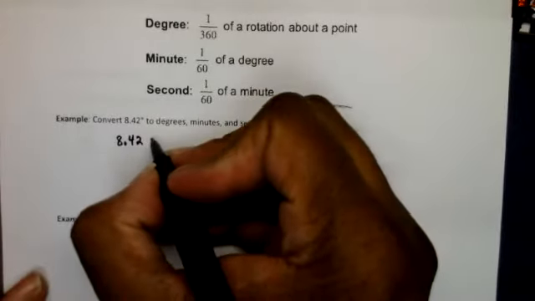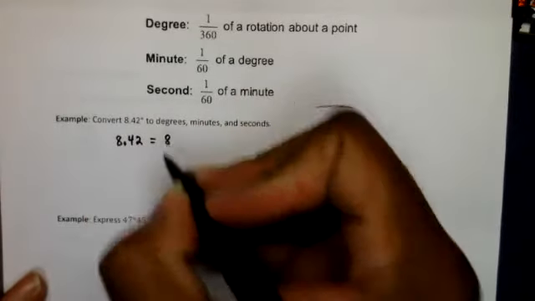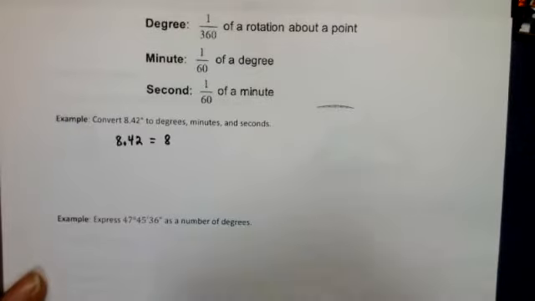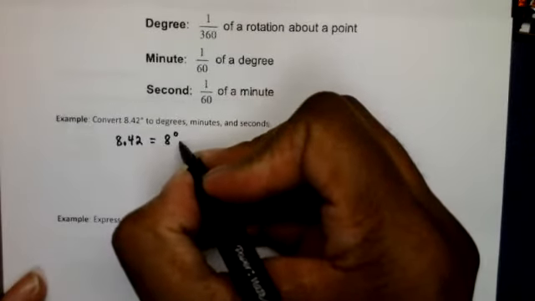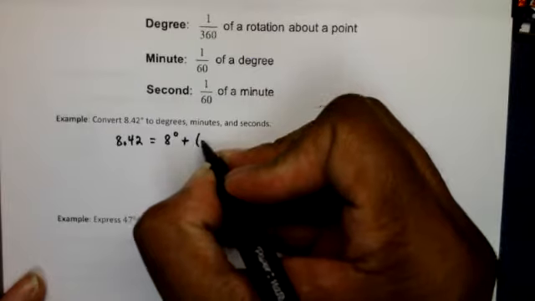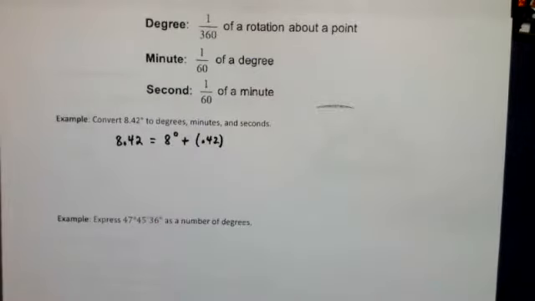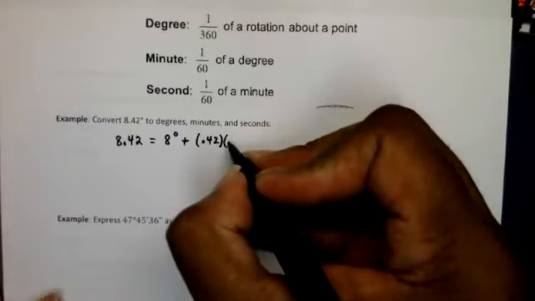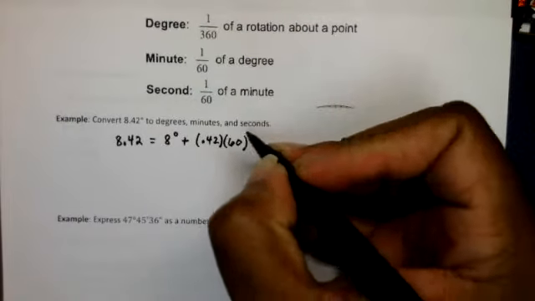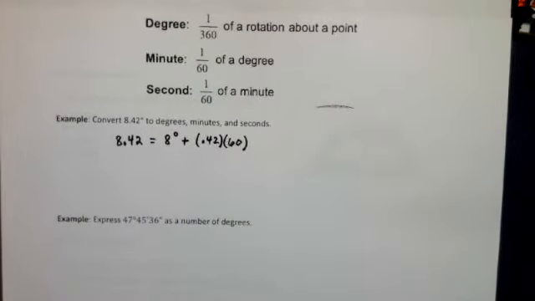Okay. Now, this is what I'm going to do here. I know I have the 8. That's 8 degrees right there. And then that 0.42, since it takes 60 minutes to make up 1 degree, I'm going to multiply the 0.42 by 60. Okay, so using the calculator, 0.42 times 60 would give me 25.2.